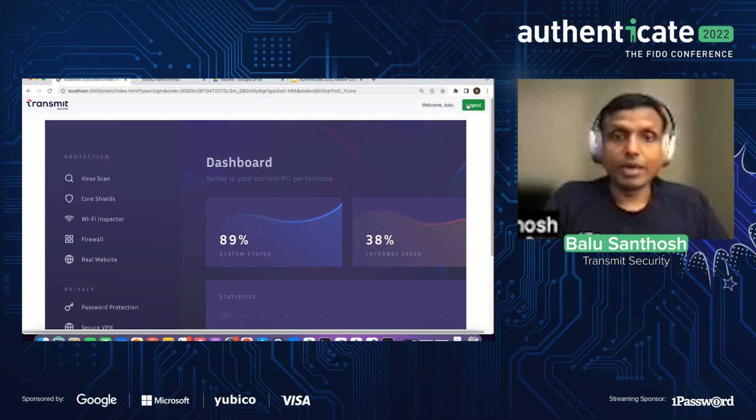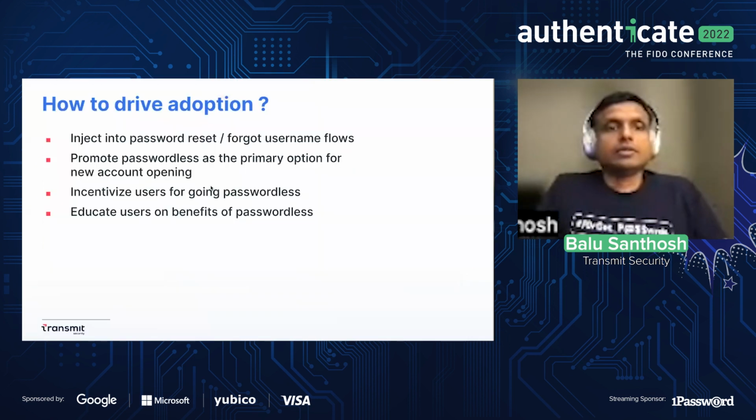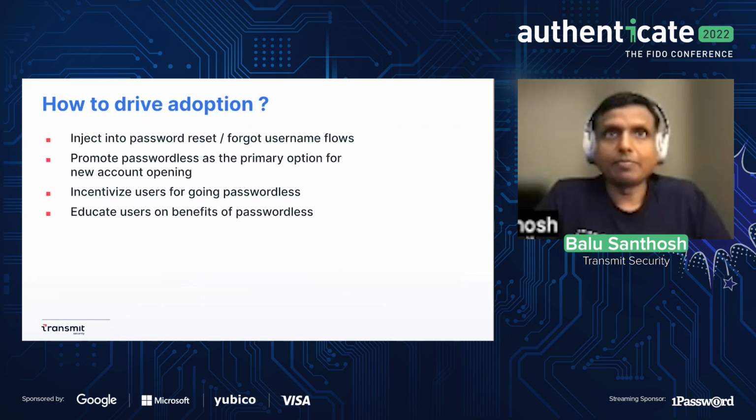So let's go back and look at some additional aspects of the passwordless solution. Now we have seen how to enable an application for passwordless. Let's talk about how to drive user adoption. What you have seen is that introducing passwordless enrollment into flows like password reset and forgot username is very effective. Those users are currently feeling the pain of legacy authentication, so they are more likely to adopt passwordless.